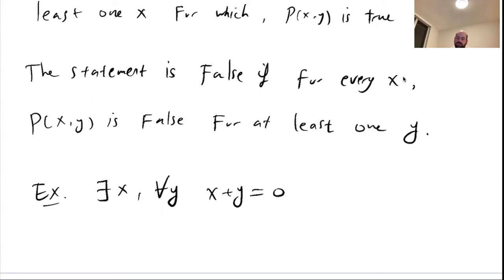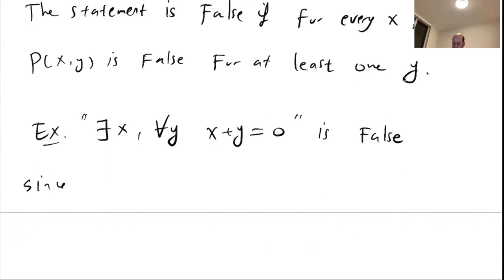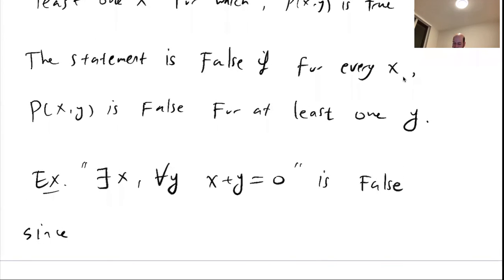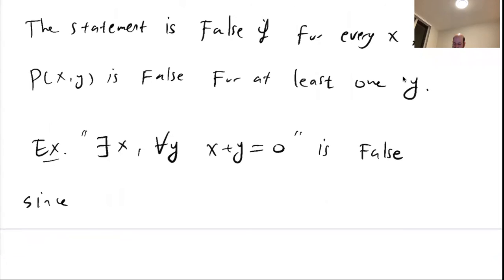A similar argument holds for other x values as well. So I can say that this is false. Now, how can I show it's false? Look at the definition that I mentioned here. The statement is false if for every x, p of x and y is false for at least one y value. So since for every x, x plus y is not equal to 0 for which y value?